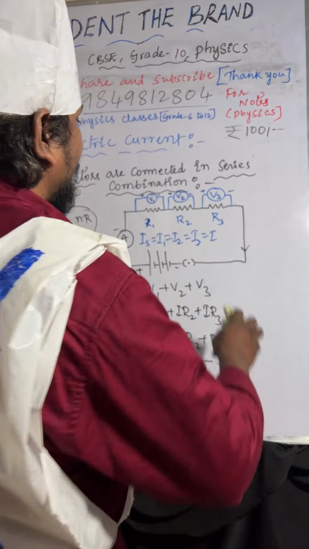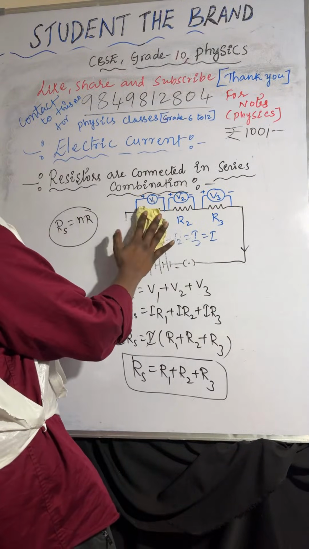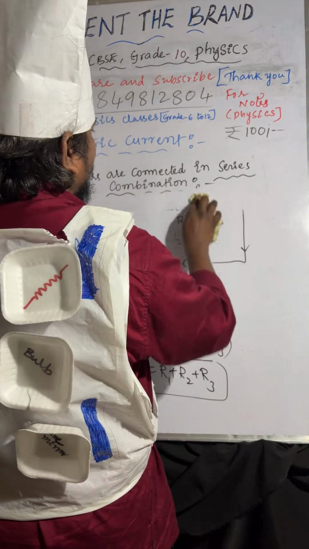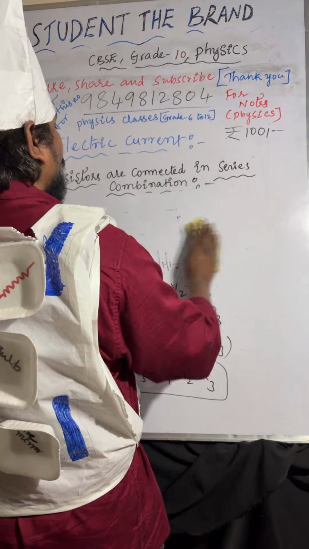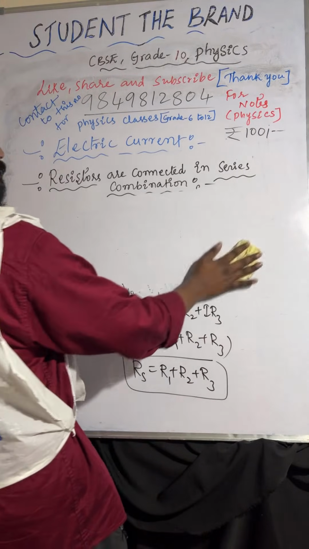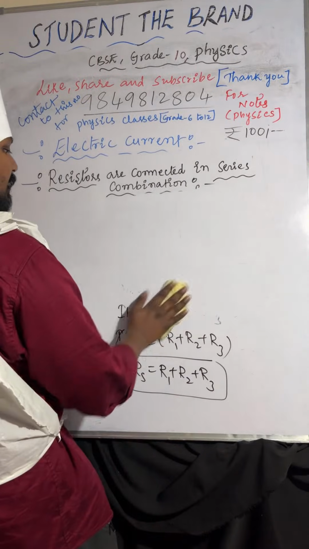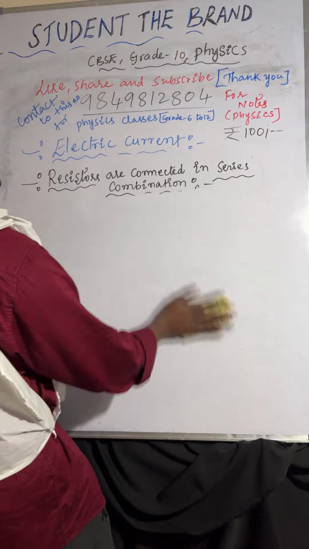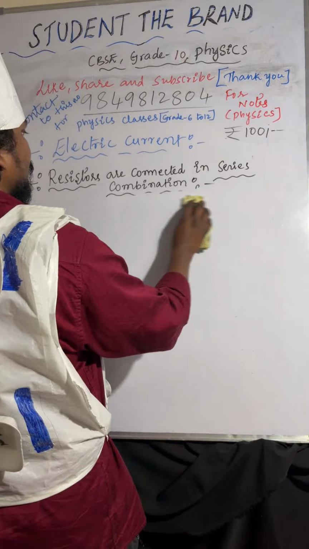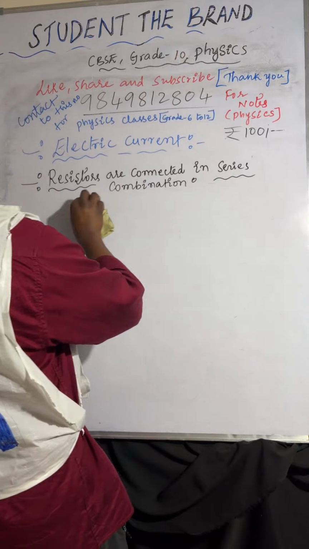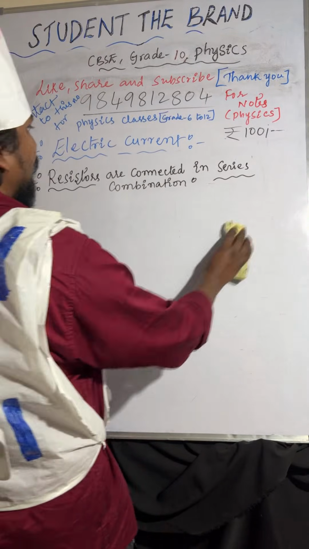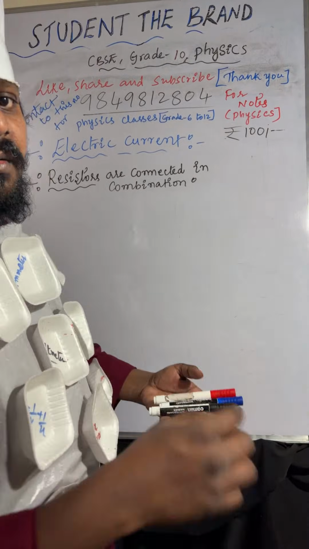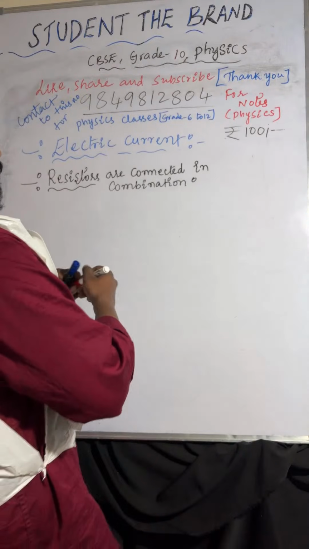Now we will discuss the next one, that is resistors connected in parallel combination. Resistors are connected in parallel combination.